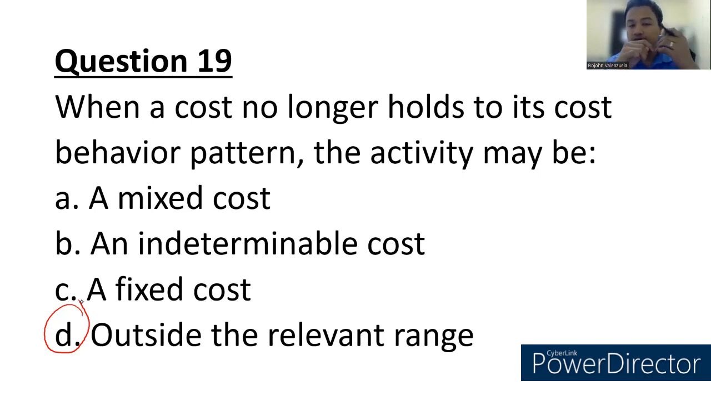Which means, yung level of activity or volume, na-exceed niya na yung range kung saan yung pattern na yun ay na-established. Okay? So, pwedeng nagbago, may significant changes sa business environment, no? Or business operations. Kaya naman yung pattern, hindi na nasusunod. So, nag-deviate na siya doon. So, therefore, the correct answer here is outside the relevant range na yung activity. Okay? So, I think this is the last question that we have.